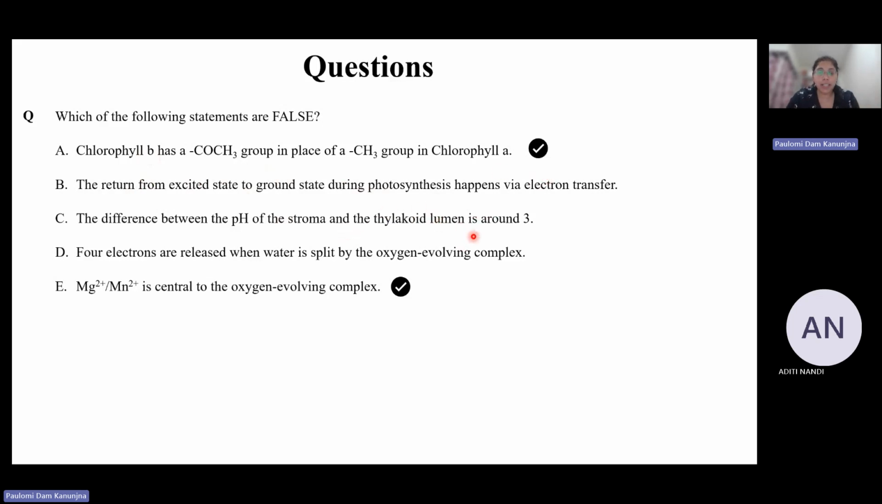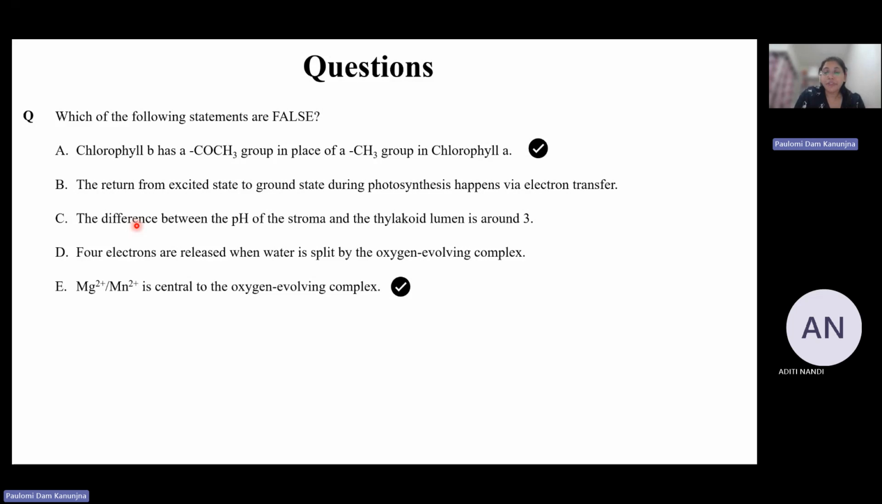The pH between the stroma and thylakoid lumen is 3. That's also correct. Four electrons are released when water is split by the oxygen evolving complex. That's also correct. Now, the fifth one, which talks about Mg2+ or Mn2+ being central to the oxygen evolving complex, is incorrect, as correctly guessed, because the oxygen evolving complex contains manganese and calcium, but not magnesium as a central component. So it's mostly manganese that takes part.